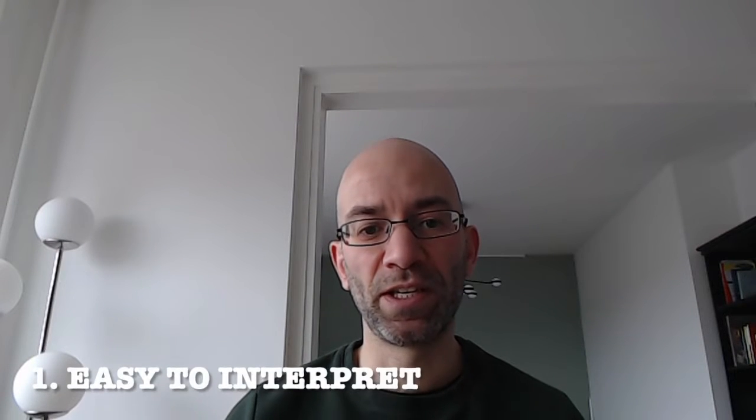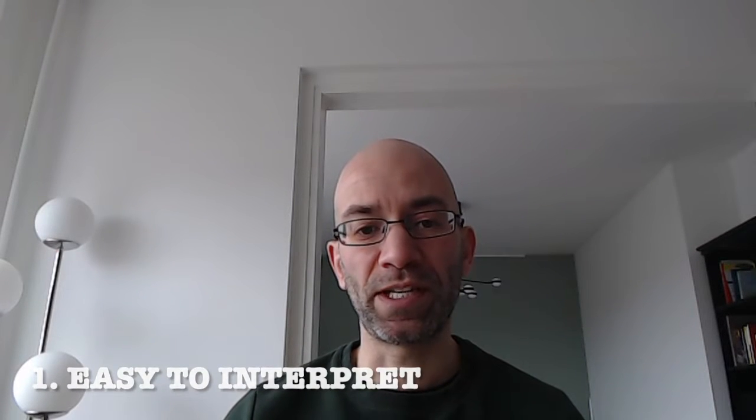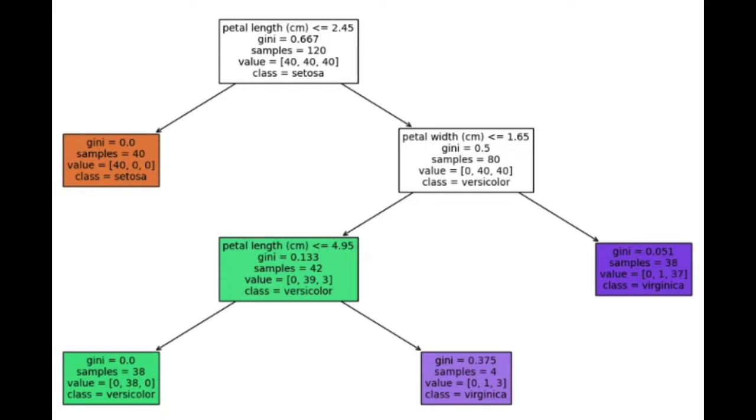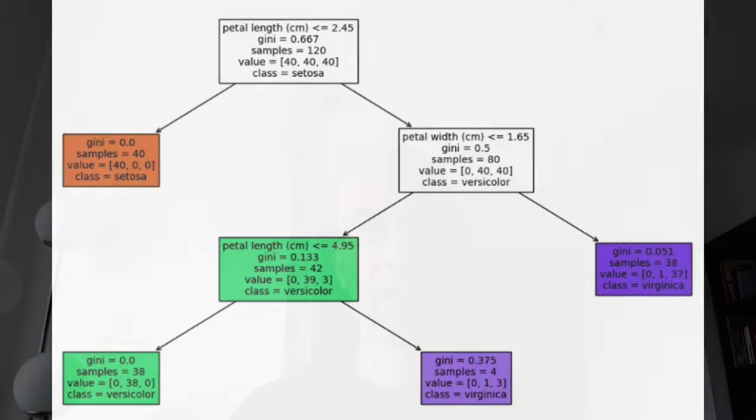The first thing is that decision trees tend to be relatively easy to interpret. We can actually just draw out the structure of the algorithm. It forms something like a flow chart, and this really helps us understand how the algorithm arrives at the decisions that it arrives at.